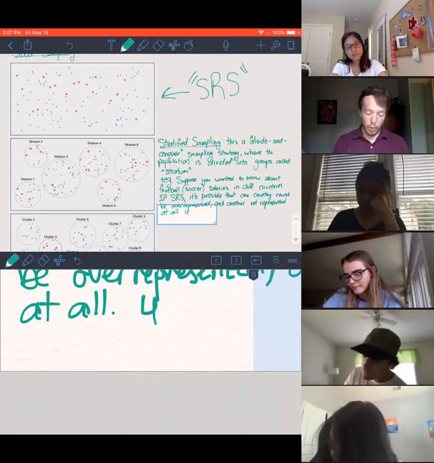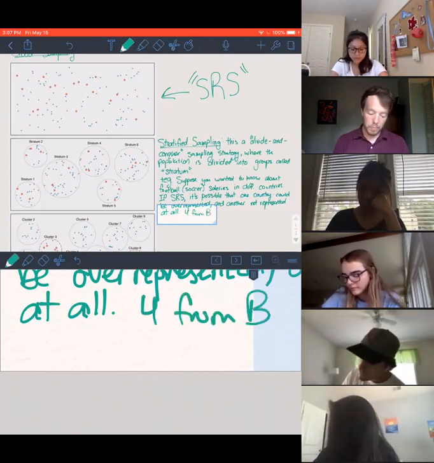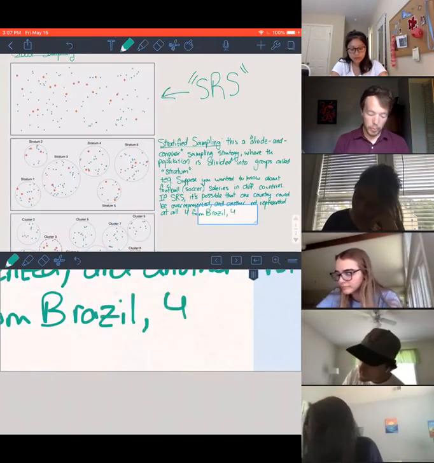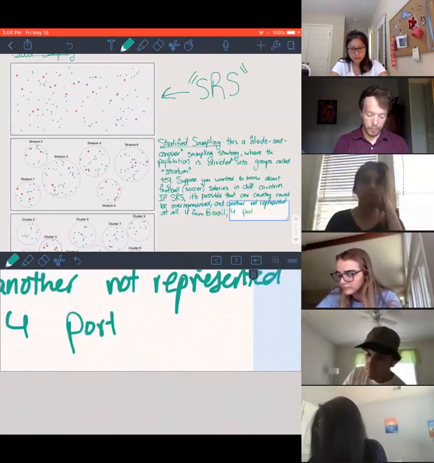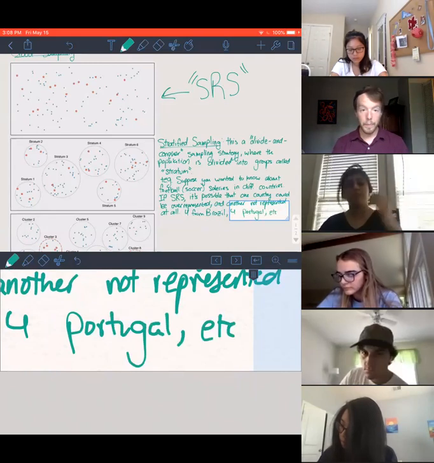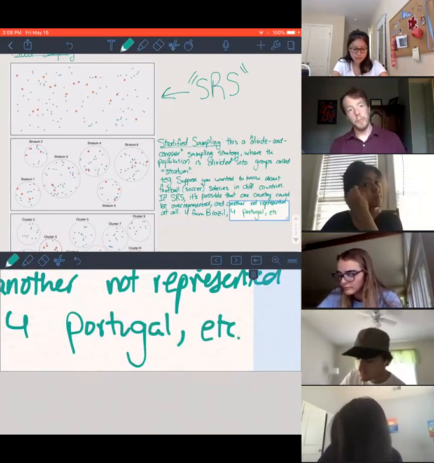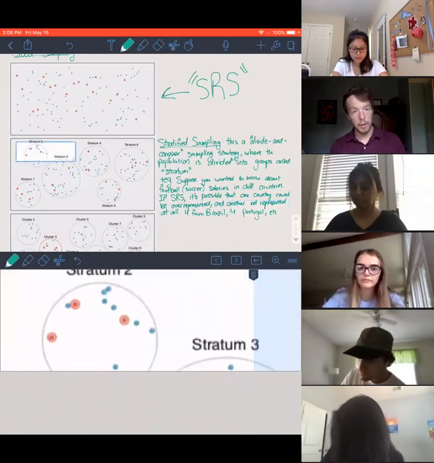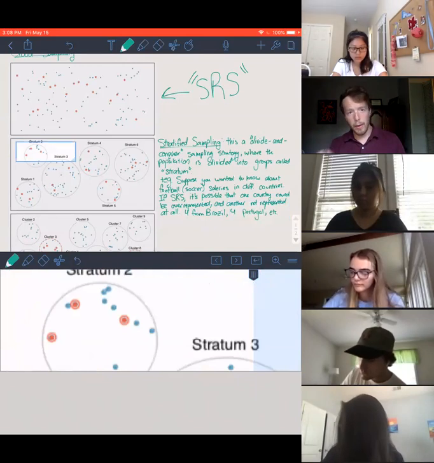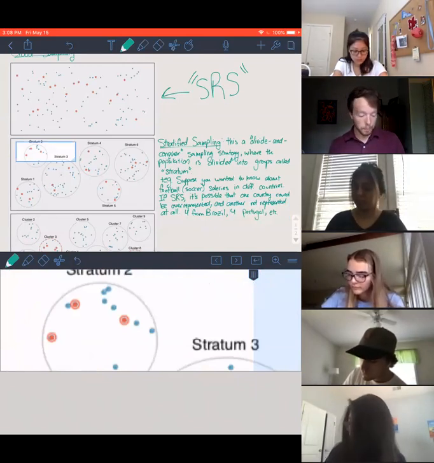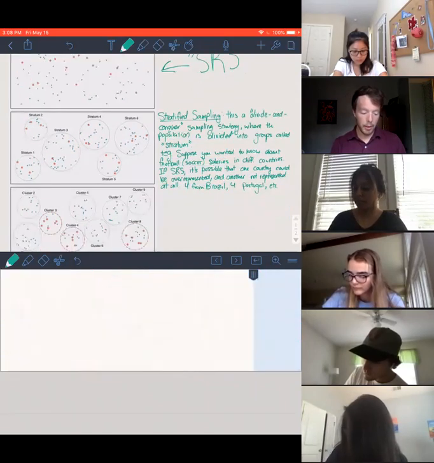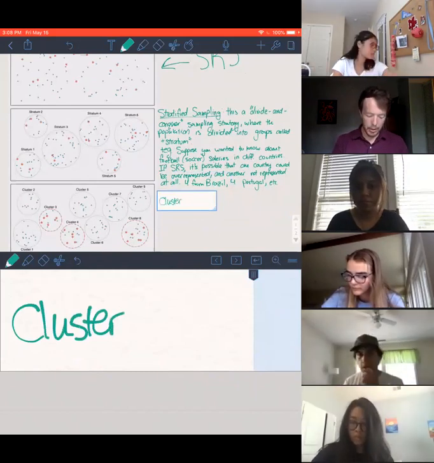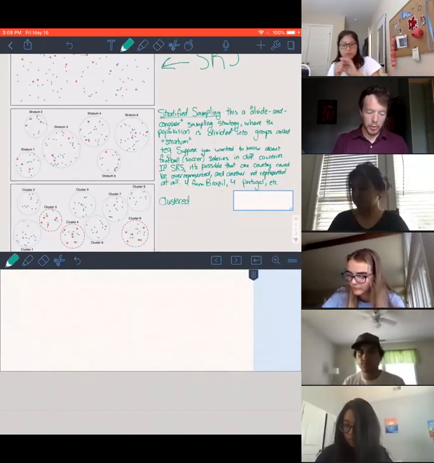So maybe 4 from Brazil, 4 from Portugal, etc. Right? And then within each of the teams, you would pick, in my example, it looks like in each of the strata they picked 3 randomly. And within it is like a simple random sample. Every single member of the team has an equal chance of being chosen. So that's stratified sampling.